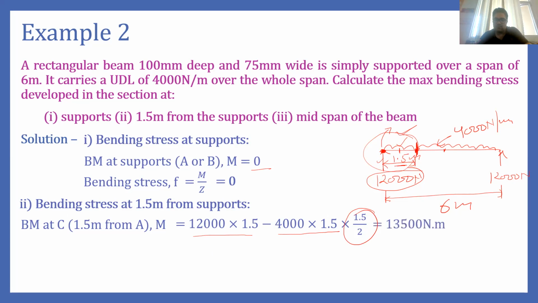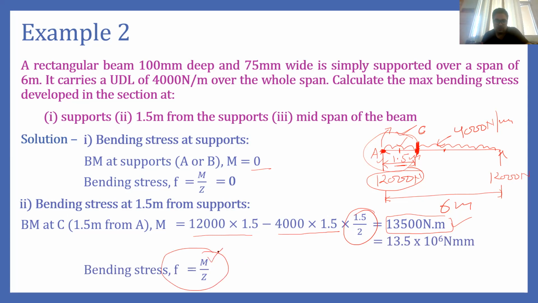Calculating it, we get the bending moment at C. I will name this point C, where we are calculating the bending moment, and this is our point A. This is how we calculate the bending moment from this formula. Now we can put this value of M in the formula. So bending stress at 1.5 meter distance, again using the same formula, where the value of M is 13.5 into 10 raised to power 6 Newton mm.